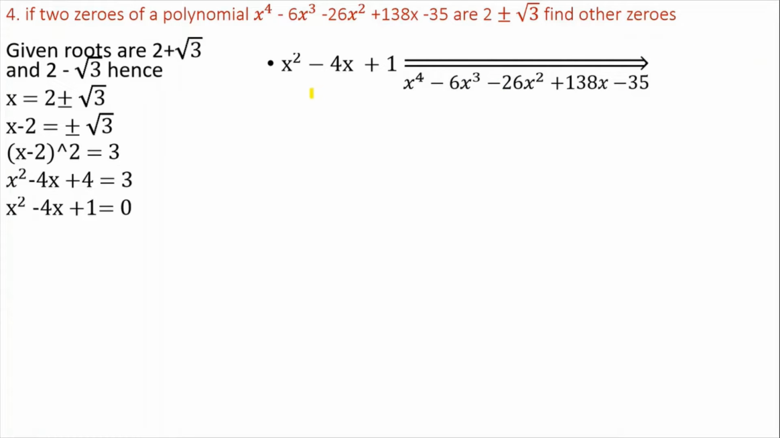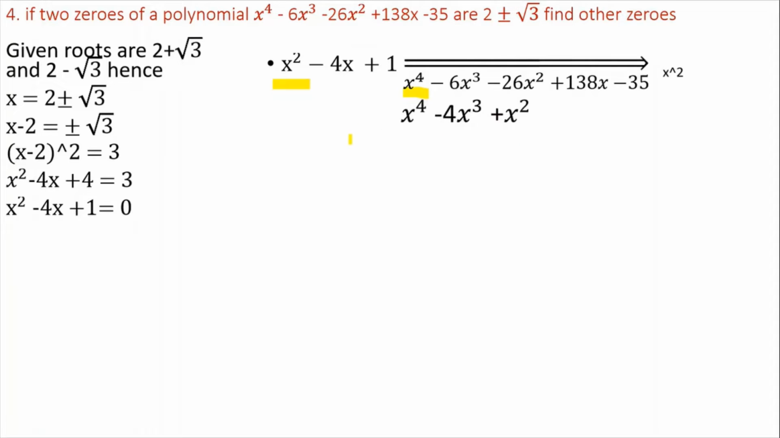Now, in the division process, the first step is to check the highest power of x present in the divisor. It is x squared. Now, what is the highest power of x present in the dividend? That is x power 4. So to make x squared into x power 4, I multiply with the coefficient x squared. Multiplying, I get x power 4 minus 4x cube plus x squared.